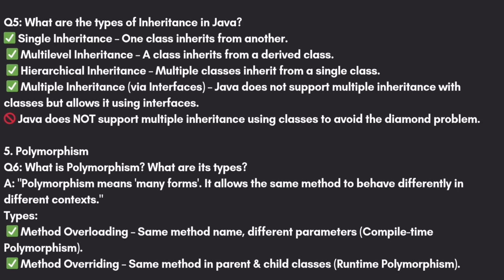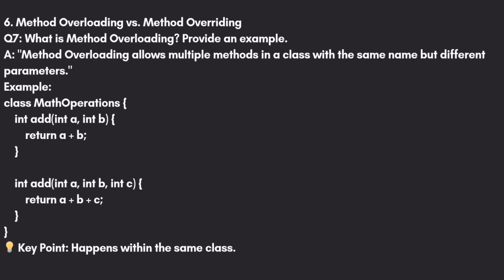Section 5 is polymorphism, in which question number 6 is, what is polymorphism and what are its types? Polymorphism means many forms. It allows the same method to behave differently in different contexts. Here are the types: method overloading and method overriding. Method overloading is the same method name but different parameters. It can also be called compile time polymorphism.